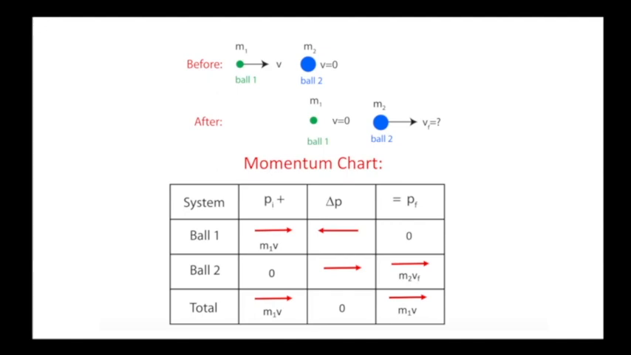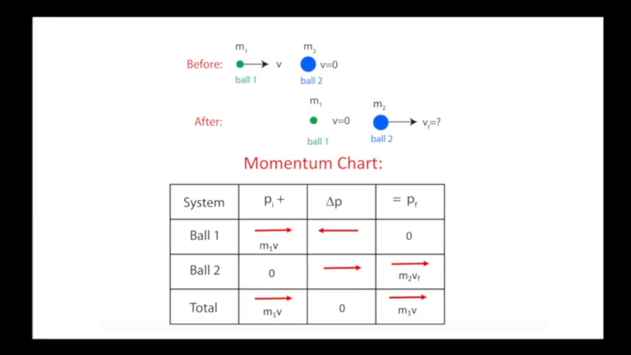And if there was some net force, like let's say there was wind blowing on ball 2 or something like that, that net force times delta T would come in here, and that would tell us what our total change in momentum was. But since it's 0, total momentum is conserved.